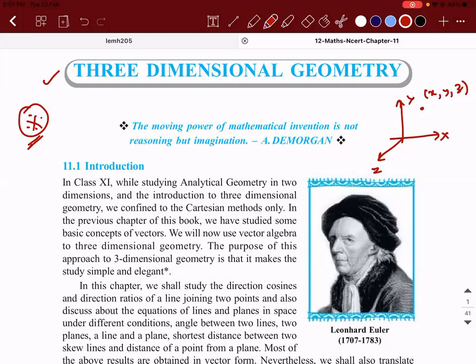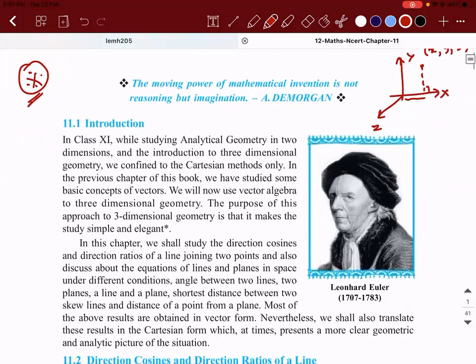What does that x represent? So x is basically the distance from the origin to the foot of the perpendicular you draw on the x-axis. Y is the distance from the origin to the foot of the perpendicular you draw on the y-axis. Z is the same case, right? So that is what we saw.